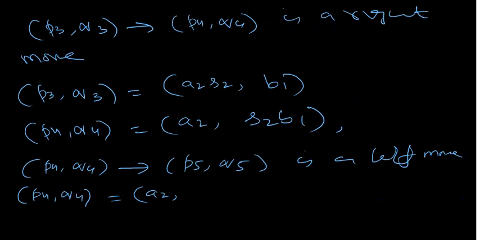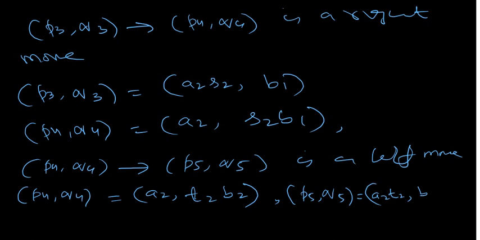Then we have this transition. It's a left move, so I will choose T2 here, then P2. And what's now this P5 Q5? It's equal to P5, this is A2 T2, then it should be here P2. This is a left move.